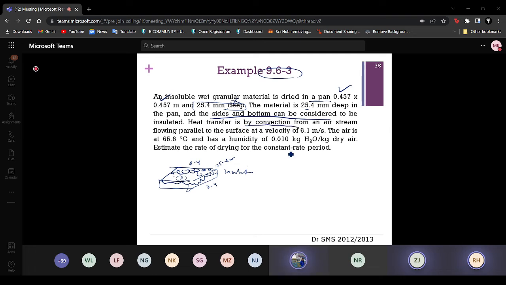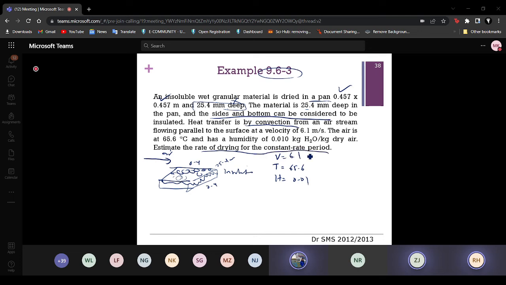Dalam kes ni dia beritahu heat transfer by convection. Even if they never mention about the heat transfer by what and what, you need to assume. Okay, kalau dia tak bagi tahu semua, radiation semua kena consider, then you just assume convection saja. Alright. And the air stream flowing parallel to the surface ada velocity. So velocity dia bagi. Velocity is 6.1. Air temperature dia adalah 65.6. Humidity is basically 0.01. Okay, estimate the rate of drying for the constant rate period.